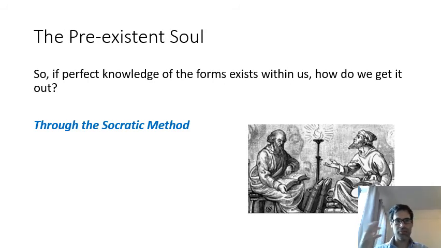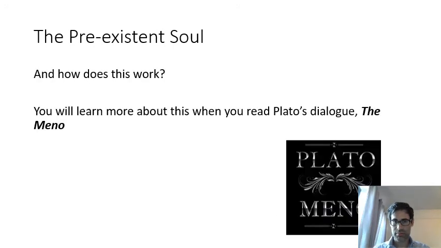So if perfect knowledge of the forms exists within us, then how do we get it out? As I mentioned, we've forgotten it, so how do we extract it? Well, through the Socratic method, through this kind of question-answer method. And how does this work? Well, I'm not going to give a lot away because you're going to learn more about this when you read Plato's dialogue, the Meno.